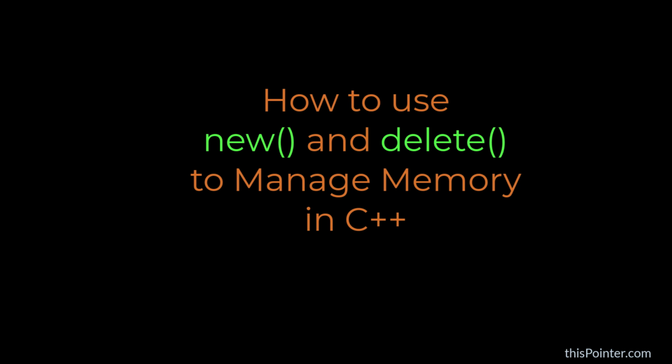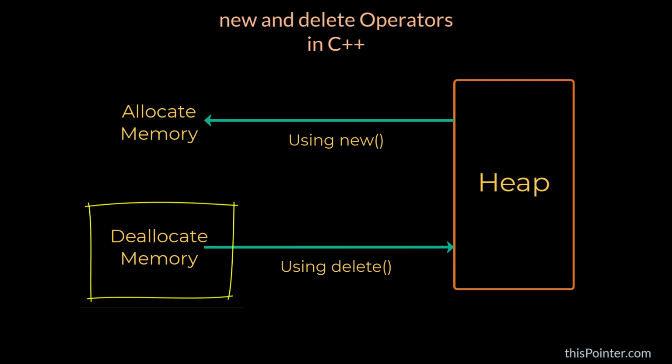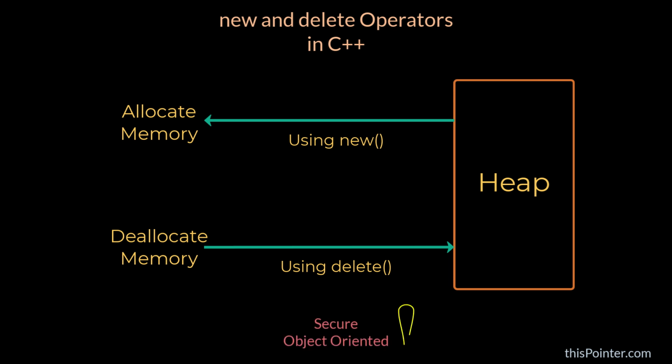Welcome guys. In this video we will discuss the new and delete operators in C++ and how these operators can be used for memory management in C++. We can use the new operator to dynamically allocate memory from the heap and the delete operator to deallocate the memory back to the heap. In comparison to the old C style memory management functions, the new and delete operators provide a secure and object-oriented way to manage memory.